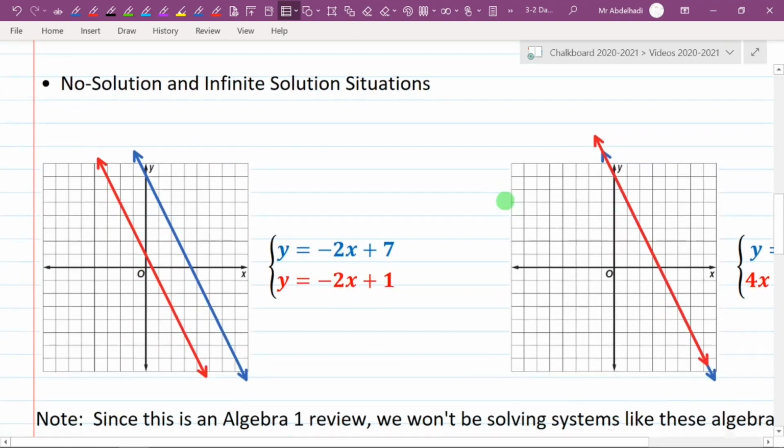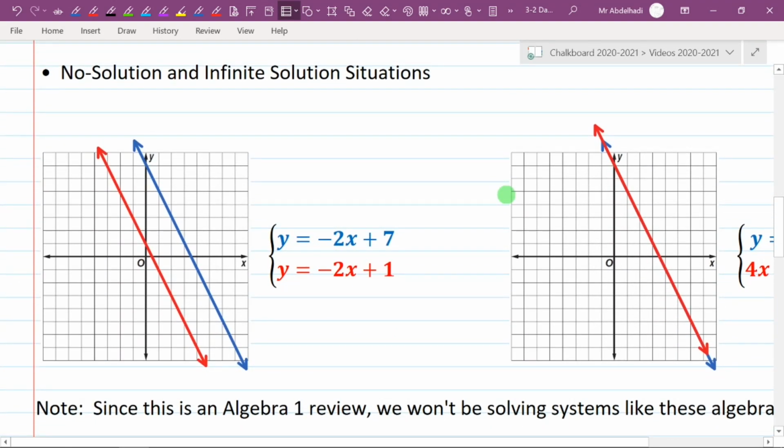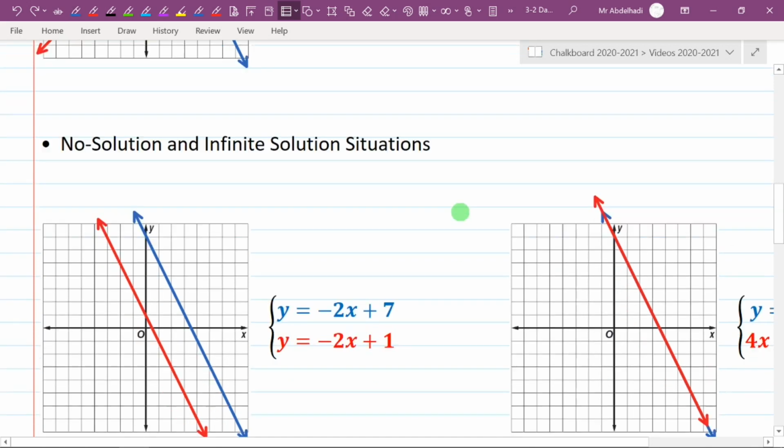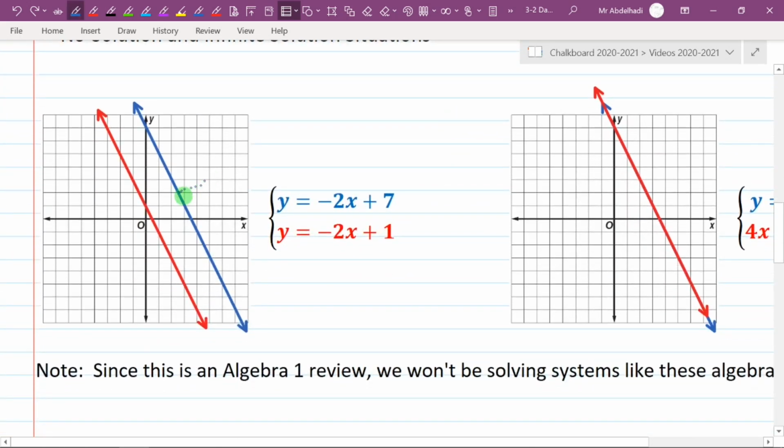Let's go on to two special cases for solving a system. What if you have two lines that have the same slope? So this is y equals negative 2x plus 7, and this red one here is y equals negative 2x plus 1. They both have the same slope, negative 2. When two lines have the same slope, we say they are parallel. Well, where do these two parallel lines intersect? They don't. So we say this system has no solution. And a system that has no solution is referred to as an inconsistent system.